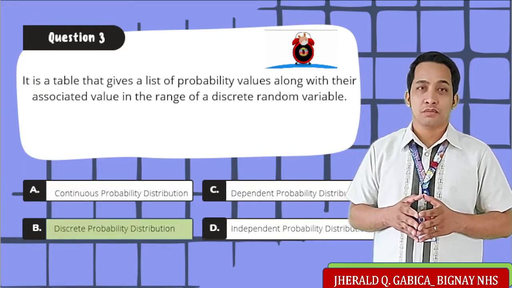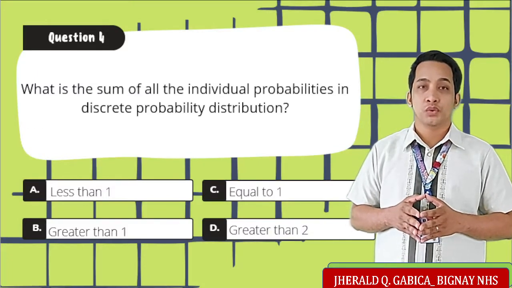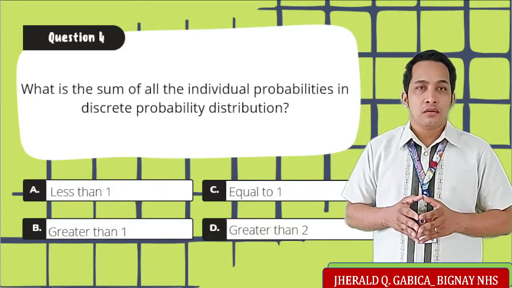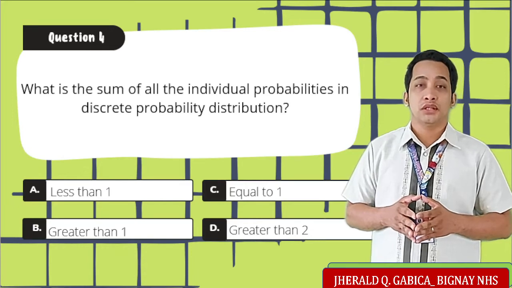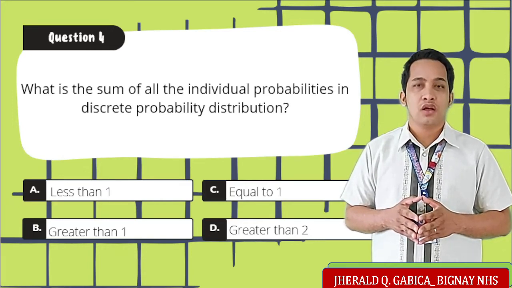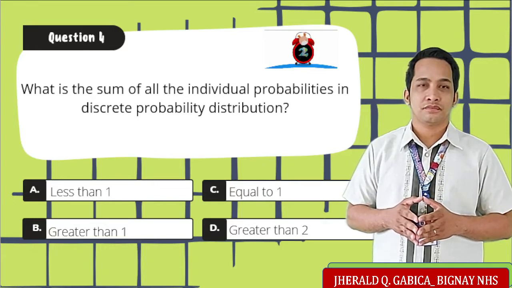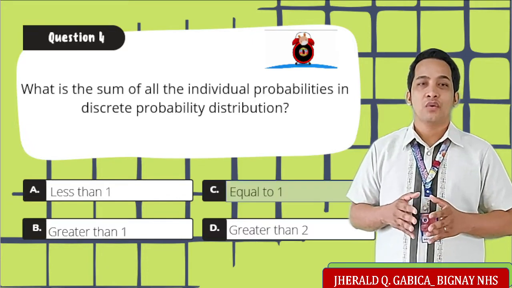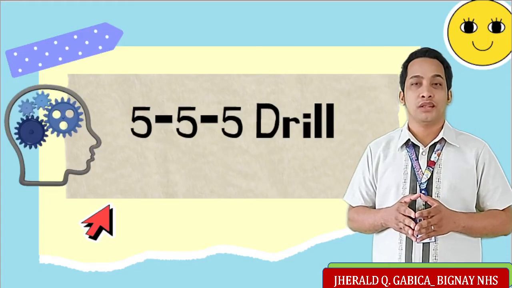And for our last item, number 4, what is the sum of all the individual probabilities in a discrete probability distribution? Is it A, less than 1, B, greater than 1, C, equal to 1, or D, greater than 2? 5 seconds. Go. 5, 4, 3, 2, 1. The correct answer is C. How was your score? If you got 4, then it seems you've learned a lot with our week 1 lesson.